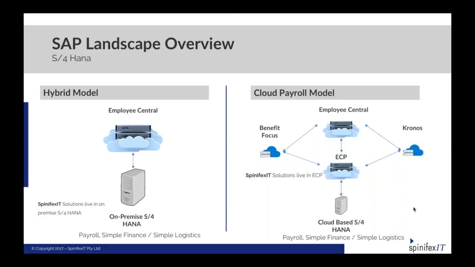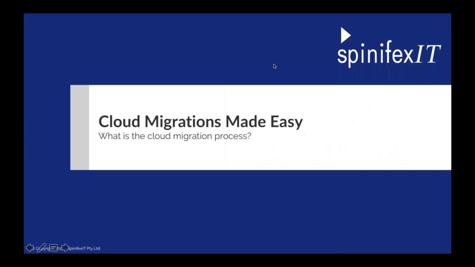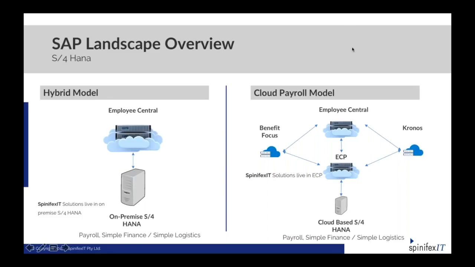On the right-hand side, we're looking at the real full SAP HANA cloud solution. That's where you've got a cloud-based S4 HANA system, so you no longer have any on-premise systems. You've got ECP in the cloud to run your payroll, and you've got Employee Central for your master data. So that's really the full cloud option. Definitely, if you are looking to go full HANA, that's a definite option. But again, as we talked about with the previous slide, you can see the SpinifexIT solutions live perfectly happy on an on-premise S4 HANA box, or they can live in your cloud-based S4 HANA ECP box as well.